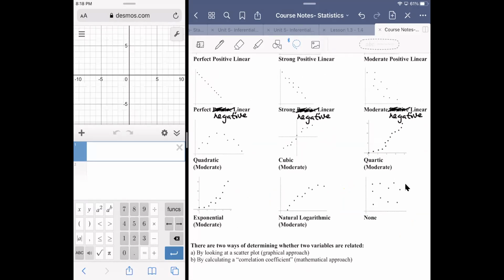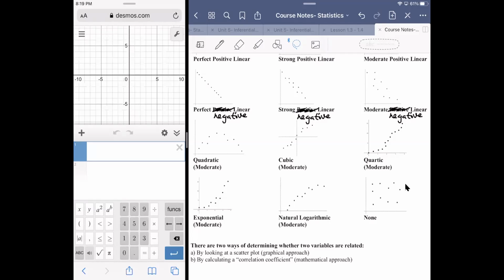All right, there's a couple of ways to determine if variables are related. We look at the graph, or we calculate what's known as a correlation coefficient. So we have a graphical approach and a mathematical approach. It depends on the situation. Sometimes you can just get away with the graphical approach. Sometimes you need to do both, depending on the instruction.